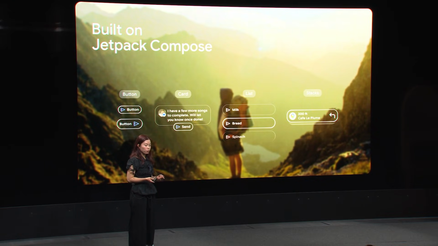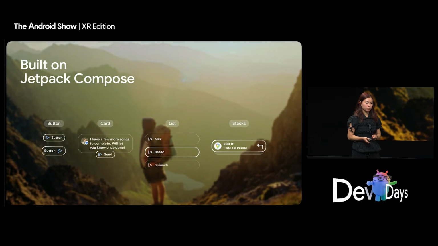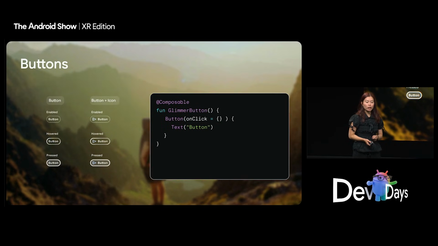We've built Glimmer with 3 core principles in mind. First, familiarity. Because Glimmer is built entirely on Jetpack Compose, you can leverage everything you already know about declarative UI building in Android. We have provided a full set of core pre-built composable functions for you.